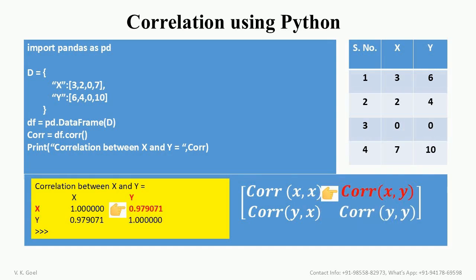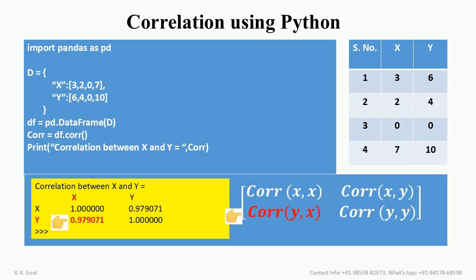Now, here correlation value between x and y is given. And same way, correlation value of y with x is given here. Note here that, the correlation between x and y, or y and x, it is the same thing.